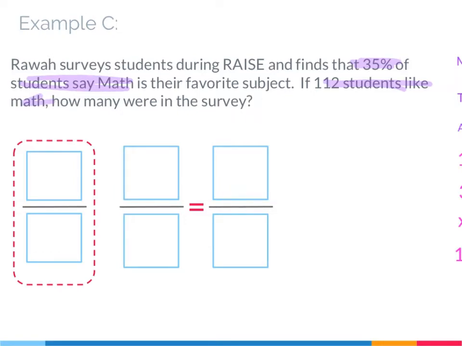So we only picked up 2 numbers out of our problem, but we're going to have to figure out how to find a third so that we can make a proportion, because remember we need 3 numbers and then an x, and right now we only have 2. But let's go ahead and set up a proportion with what we do know.